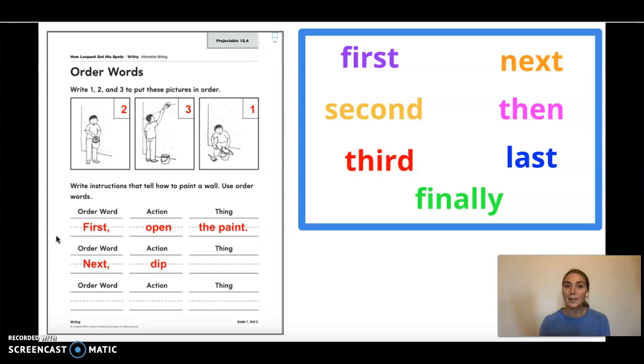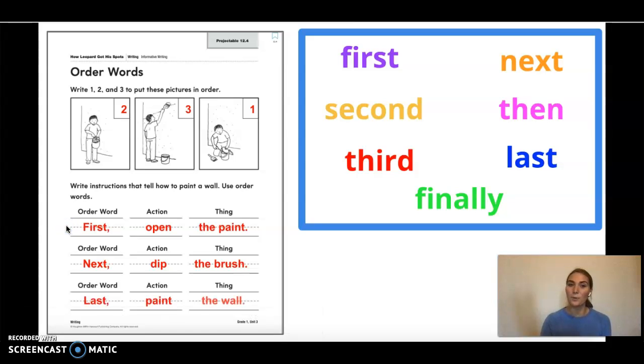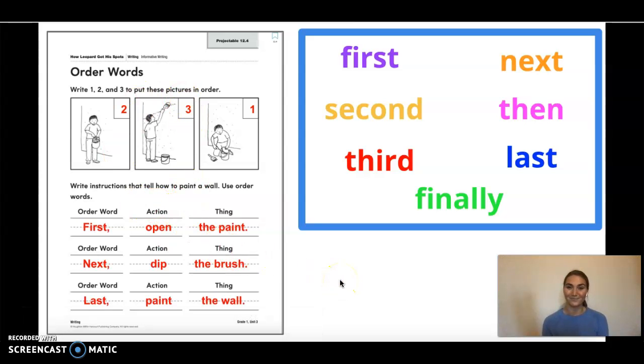Next, dip the brush. Do you see how in this second picture the boy is dipping the brush? And I described it here in the sentence. Last, paint the wall. In the third picture, the boy is painting the wall.